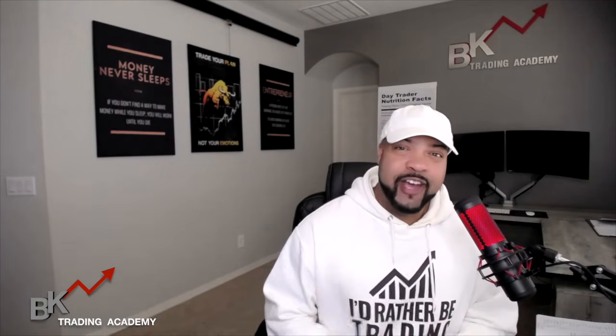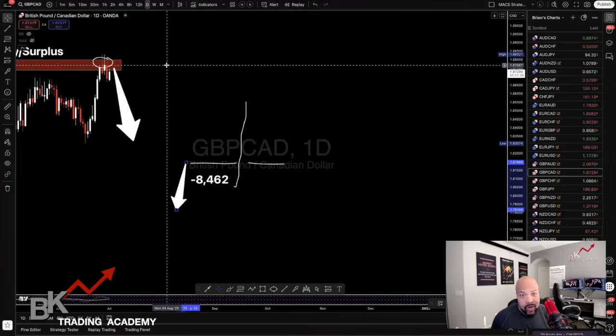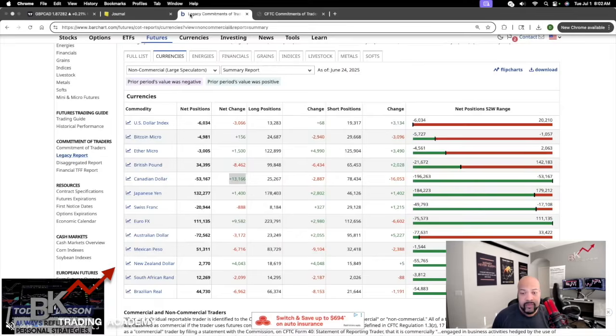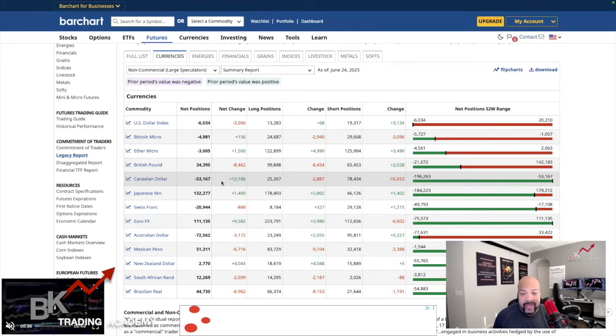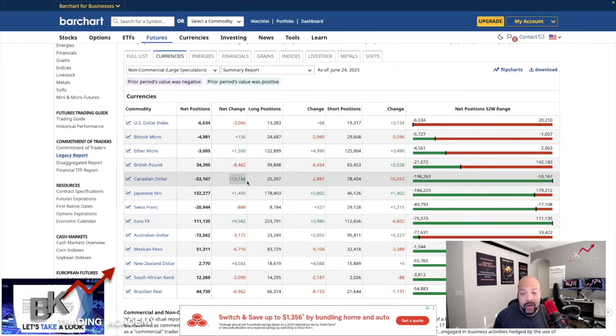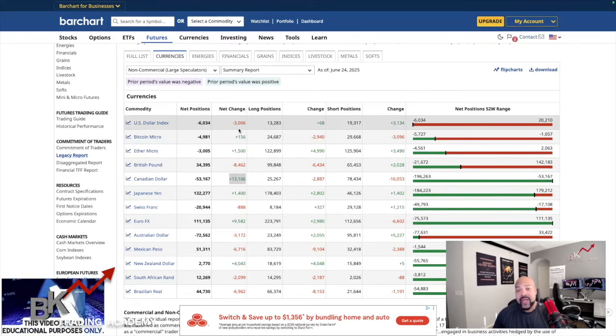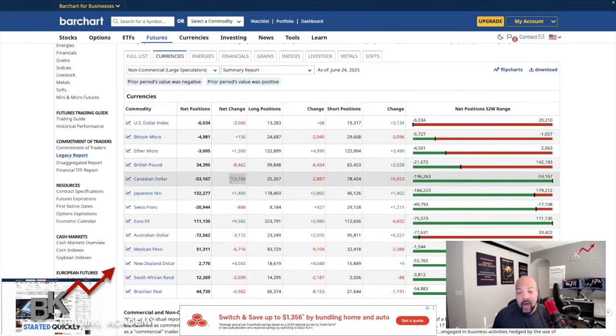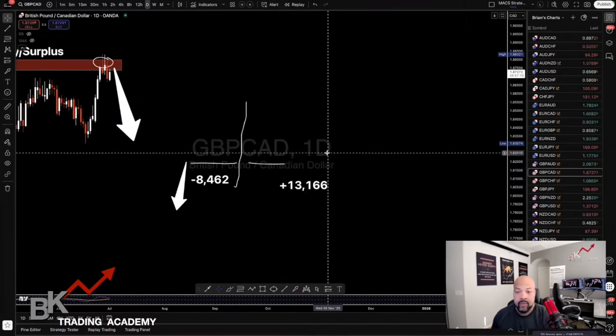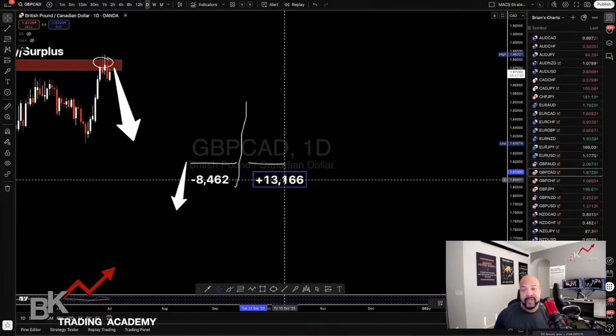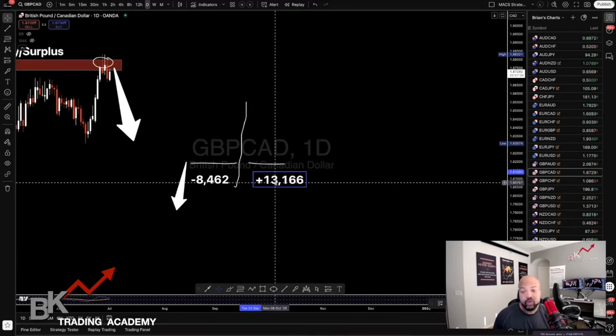All right, just waiting a few more seconds. All right, here you go. Let's go to the Canadian dollar. Let's go back to bar chart. And now the big banks and institutions show that they have more longs than shorts. That's why it says net, because they have shorts and longs. But this week, they've entered more longs. So I'm going to put a positive 13,166. So this tells us that the big banks and institutions have more longs than shorts for Canadian dollar.